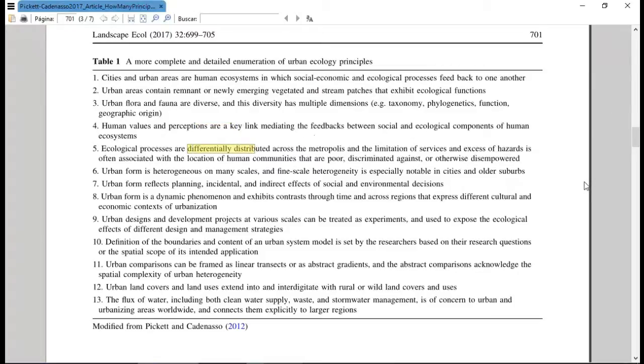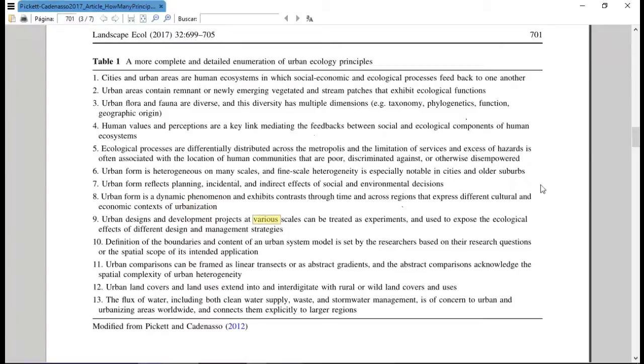5. Ecological processes are differentially distributed across the metropolis, and the limitation of services and excess of hazards is often associated with the location of human communities that are poor, discriminated against, or otherwise disempowered. 6. Urban form is heterogeneous on many scales, and fine-scale heterogeneity is especially notable in cities and older suburbs. 7. Urban form reflects planning, incidental, and indirect effects of social and environmental decisions. 8. Urban form is a dynamic phenomenon and exhibits contrasts through time and across regions that express different cultural and economic contexts of urbanization.